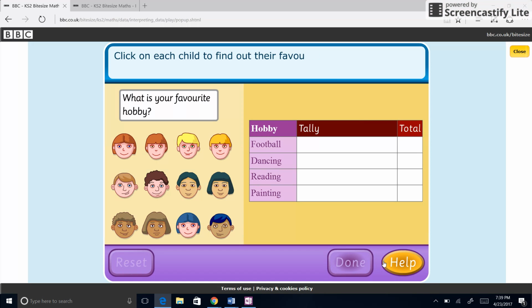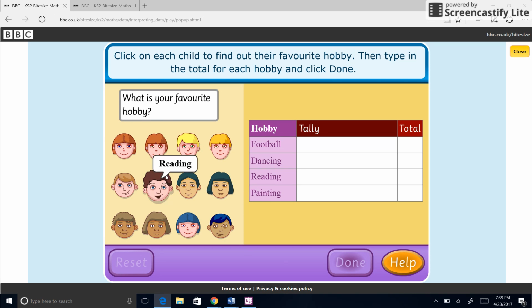Here we see 12 students who have been asked about their favorite hobby. If we hover the mouse over each face, we will find out which hobby is their favorite. For example, this first child's favorite hobby is painting.